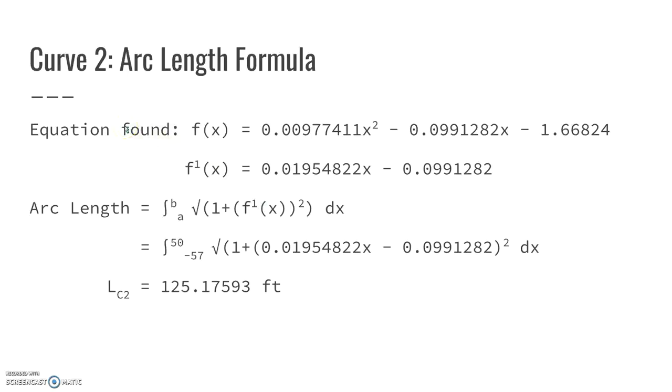And once again, I found another equation, with it being f of x equals 0.00977411x squared minus 0.0991282x minus 1.66824. And the derivative being 0.0195482x minus 0.0991282. And once again, plugging into the arc length formula to find the length of the curve, with the limits of integration being negative 57 to 50, I was approximately able to find the length of the curve, with it being 125.17593 feet.